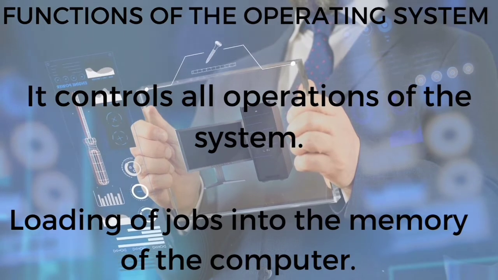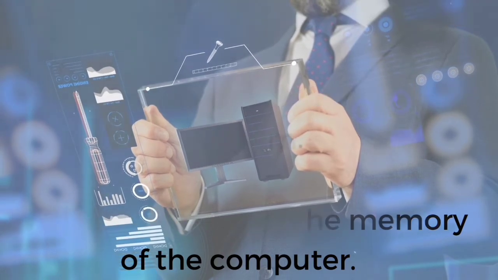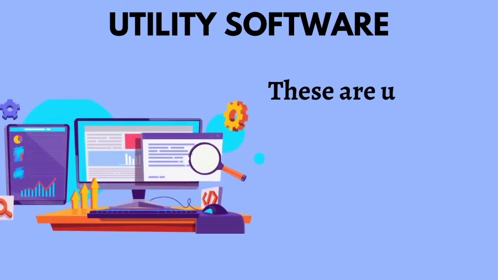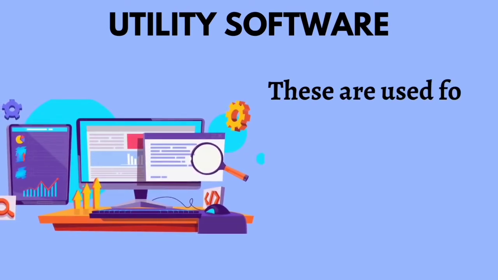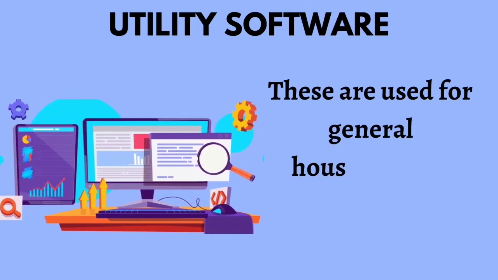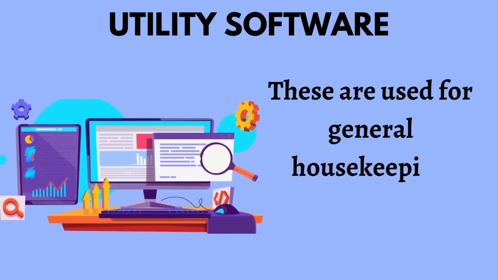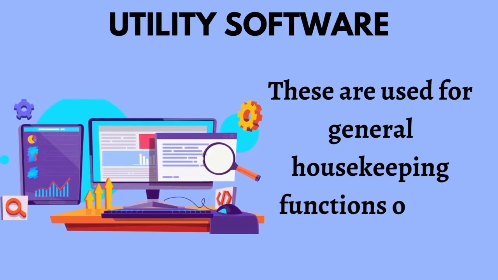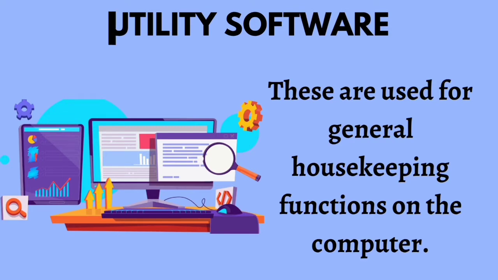Now let's talk about another example, which is utility software. These are used for general housekeeping functions of the computer, such as repairing the computer, backing up files, and sorting and printing data. Examples of utility software are Windows Explorer, antivirus, etc.